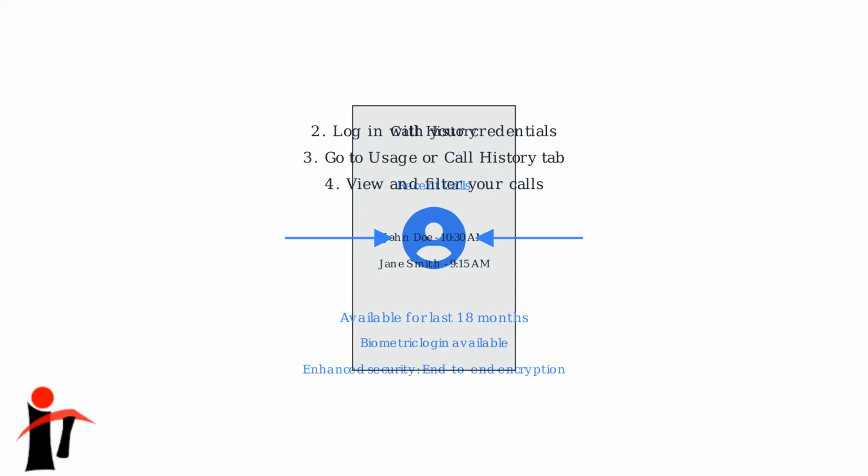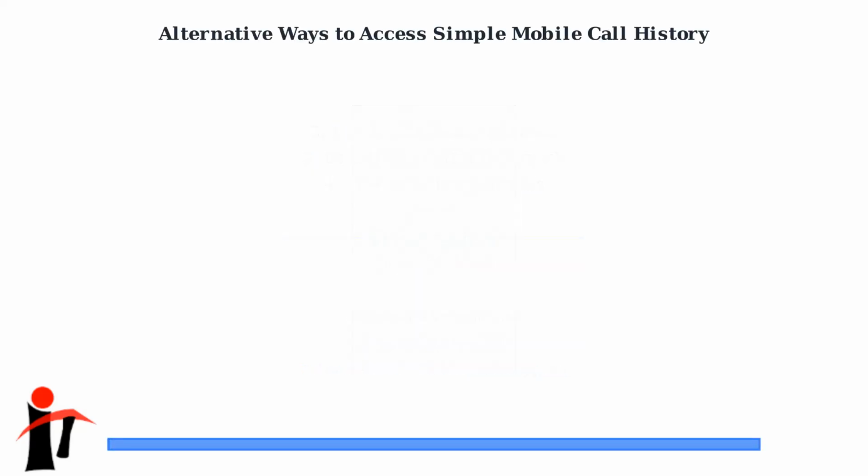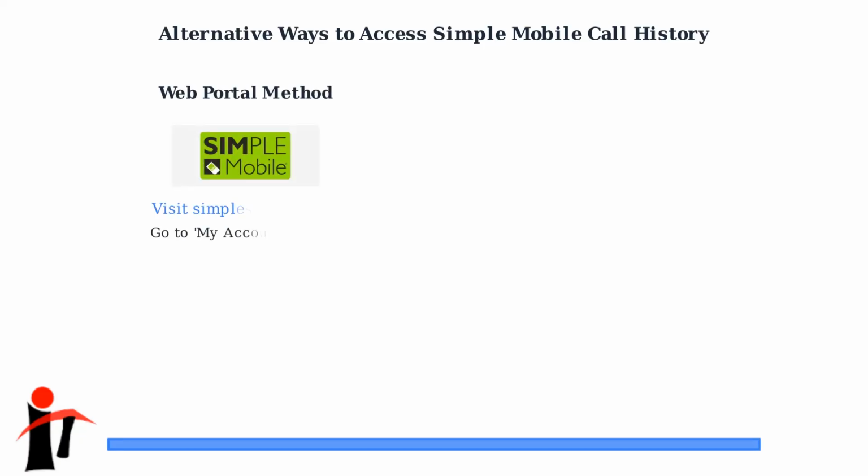Note that call history is generally available for the last 18 months, and international calls while roaming might not always log completely. While the Simple Mobile app is the most convenient method, alternative options exist. You can also check your call history by logging into your account on the Simple Mobile website. The web portal mirrors the app's functionality, allowing you to view your call logs in the My Account section.